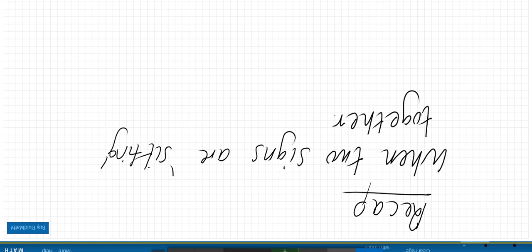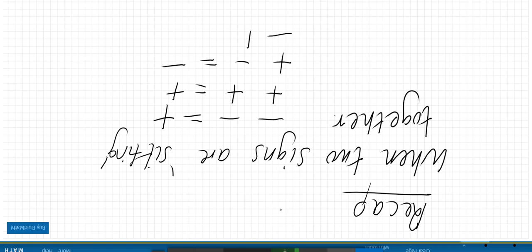Now, when we have two signs sitting together, for example, if I have two negatives sitting together, we know two negatives make a positive. If I have two positives sitting together, they are still positive. But when I have, for example, a positive and a negative, it becomes a negative. And the same if I had a negative first, then a positive, it equals a negative. This is something you have to recognize and remember.